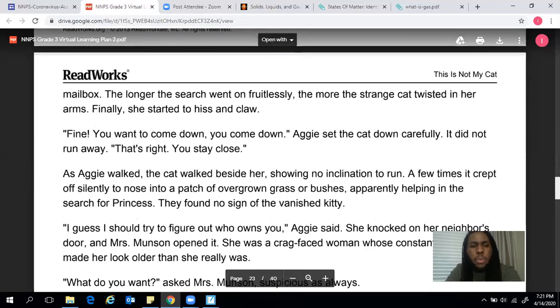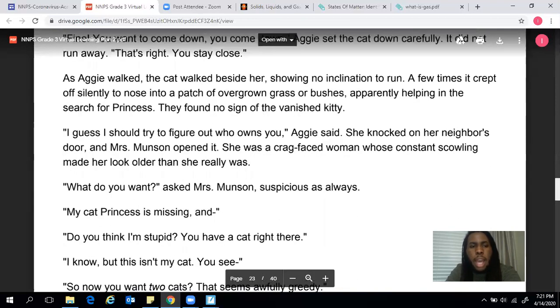As Aggie walked, the cat walked beside her, showing no inclination to run. A few times it crept off silently to nose into a patch of overgrown grass or bushes, apparently helping in the search for Princess. They found no sign of the vanished kitty. "I guess I should try to figure out who owns you," Aggie said.